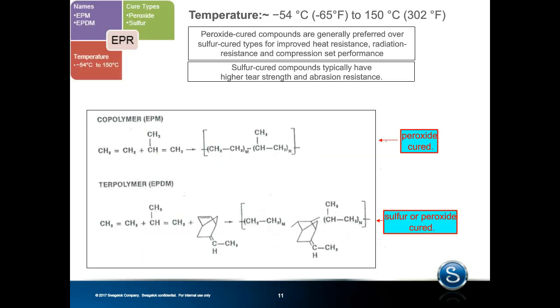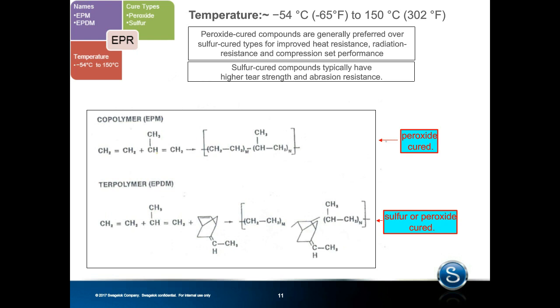I have the temperature range at the top, but I want you to understand that this doesn't mean this is for any particular ethylene propylene compound. This is the range for all compounds. So a particular compound will lie somewhere within this range, but certainly won't cover this entire range. That's something to be aware of when you're using ethylene propylene seals, is to know which one that you have and what portion of this range that it covers.